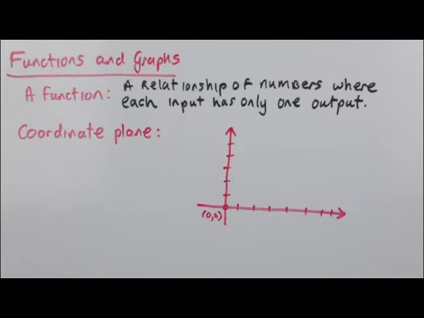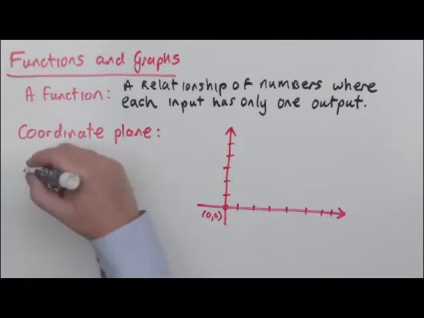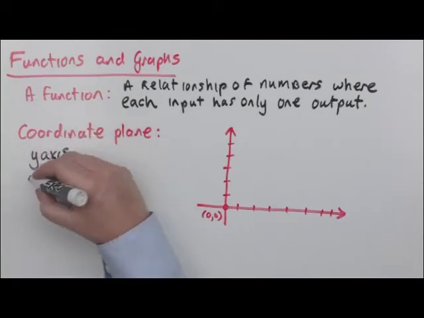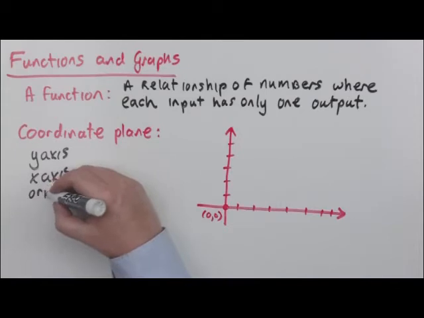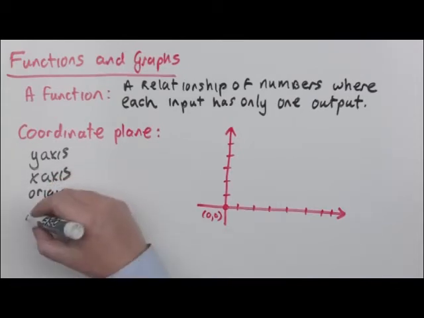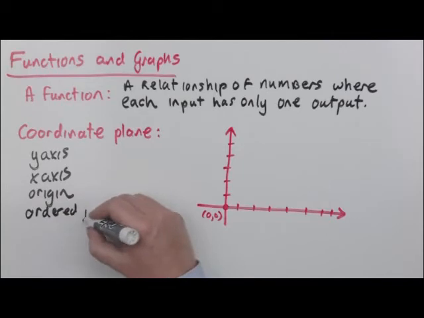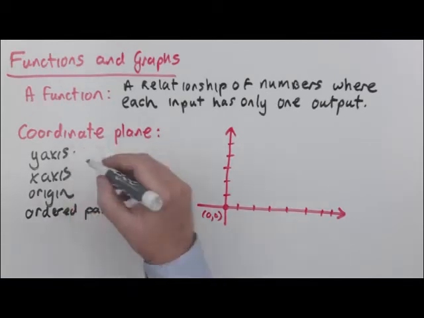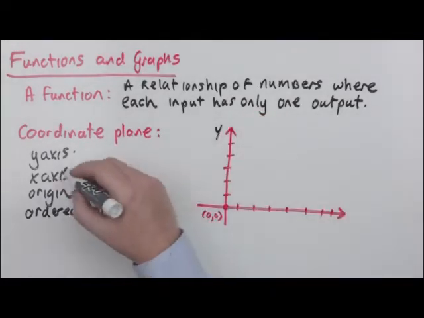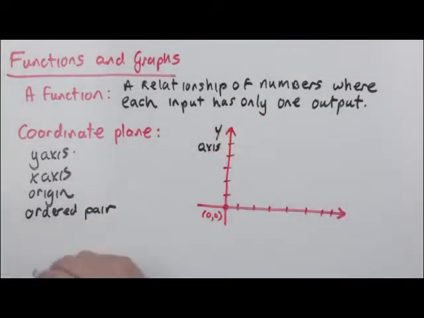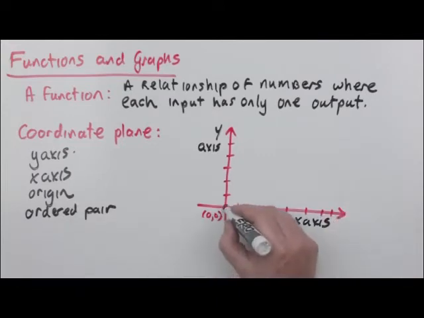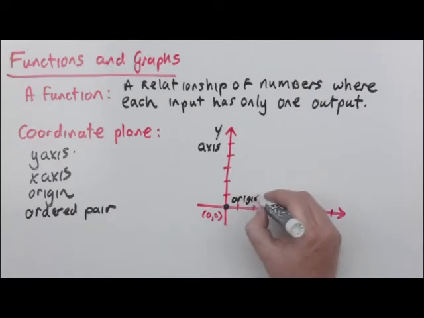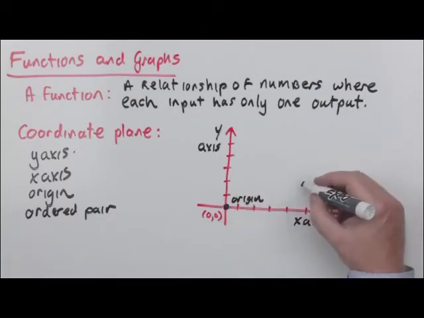Here we have a coordinate plane. The coordinate plane is made of the y-axis, x-axis, the origin, and ordered pairs. So let's look at that on our graph here on the right. So we have the y-axis, and of course we have the x-axis. We have the origin, which is 0, 0. It's called the origin, and an ordered pair.